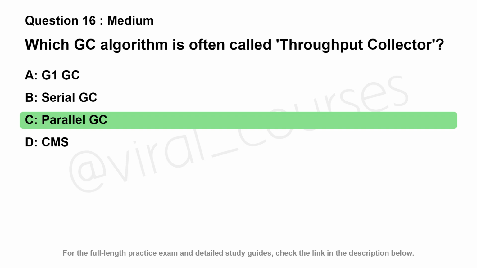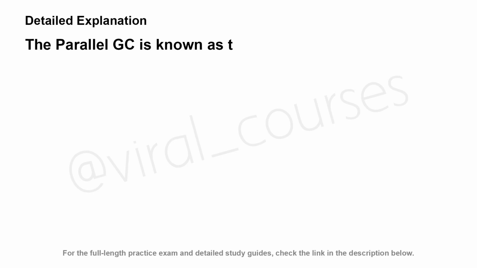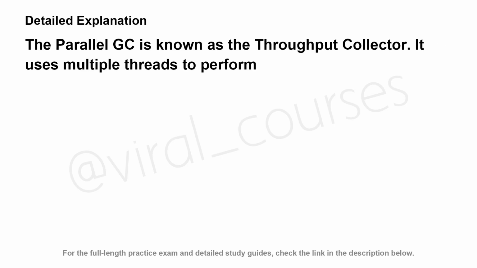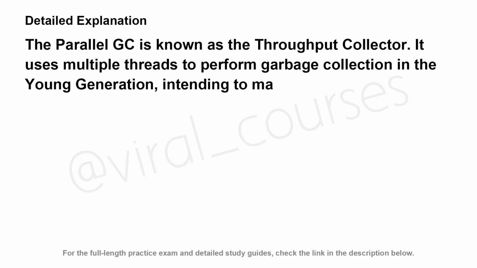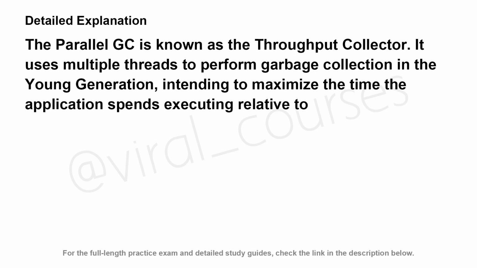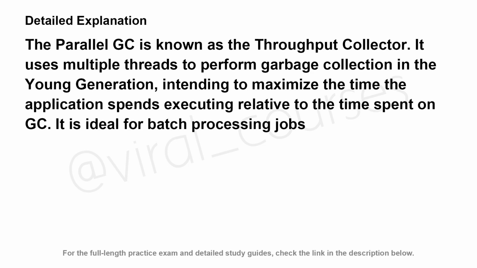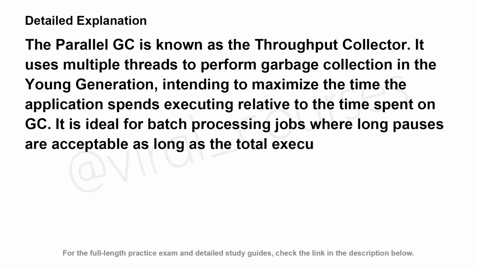The correct answer is C. The Parallel GC is known as the throughput collector. It uses multiple threads to perform garbage collection in the young generation, intending to maximize the time the application spends executing relative to the time spent on GC. It is ideal for batch processing jobs where long pauses are acceptable as long as the total execution time is minimized.